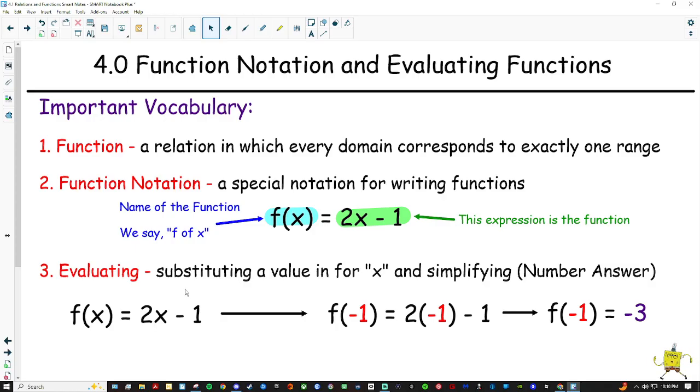So let's look at an example of what evaluating is. Evaluating is when I take a number for x, I plug it in, and simplify. My answer is always just one number. So here's the same function: f of x equals 2x minus 1. Now let's say we want to plug in negative 1 into this function. So it'll become f of negative 1. We replaced x with negative 1, equals 2 times negative 1 minus 1. Instead of typing in an x, I typed in negative 1. And then when I simplify this, 2 times negative 1 is negative 2, minus 1 is negative 3, so that's our answer.